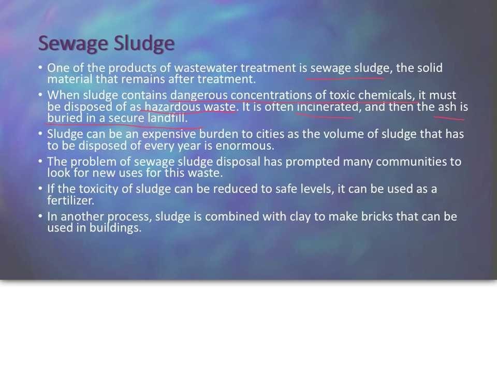The biggest problem with sewage sludge is disposal, and we're trying to figure out different ways to make use of it. If we can somehow get those toxic wastes down to safe levels, sewage sludge is an excellent fertilizer because it's got a lot of material that can be decomposed and broken down into the nutrients that plants need to grow. But you've got to first take out the toxic chemicals, and that is the hard part of this.